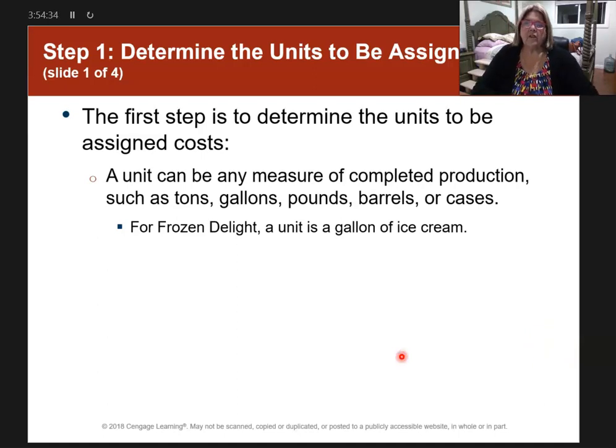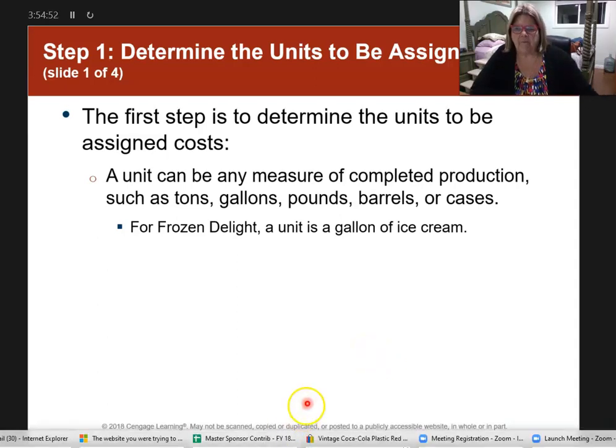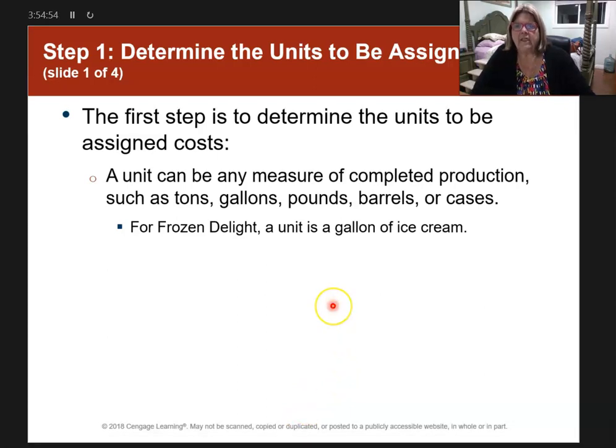So let's get started on our steps for this chapter. First step number 1 was to determine the units to be assigned cost. So this is some real important stuff, and as I go through these videos, this is video number 3 of this chapter, I'm going to tell you very specifically what's so important that you have to understand. Okay, so first I need to figure out the units to assign cost to.